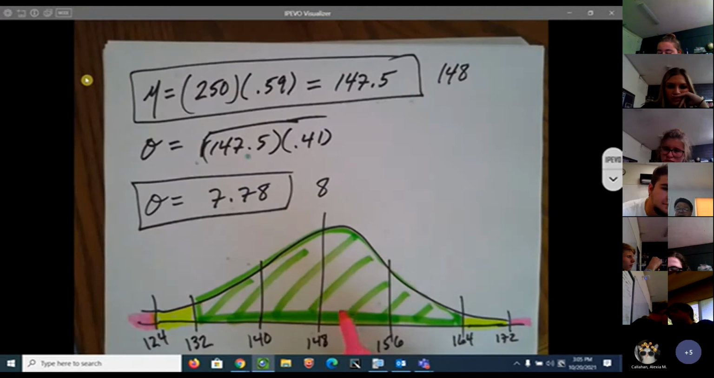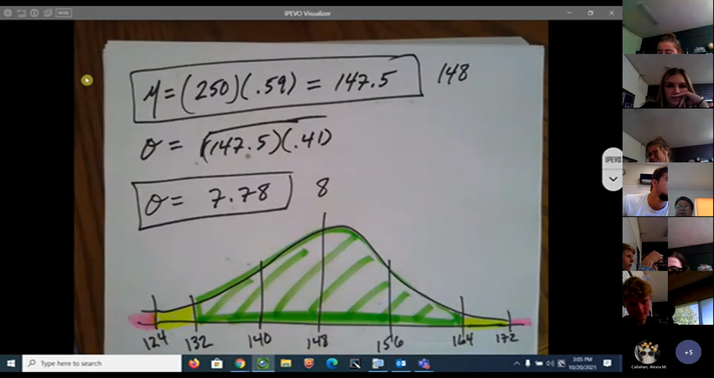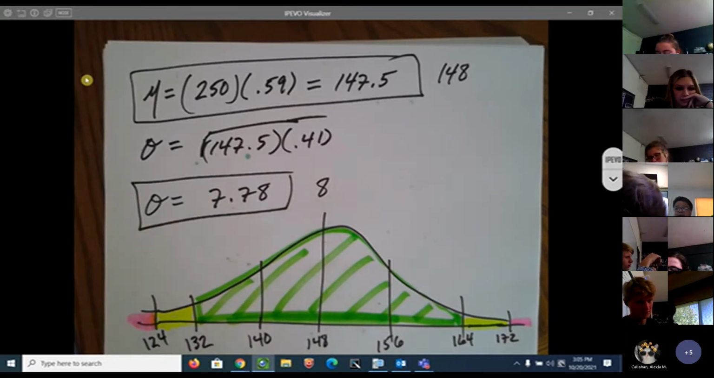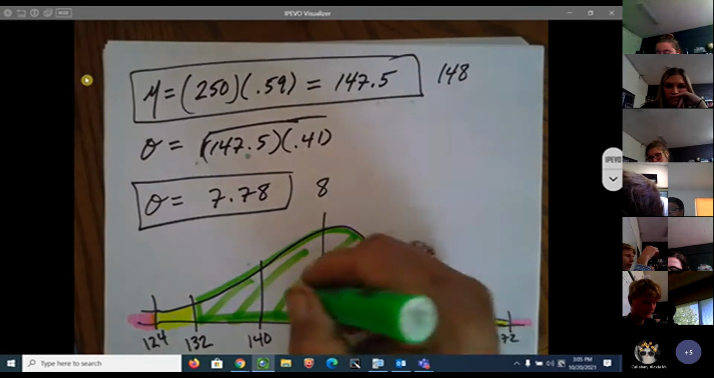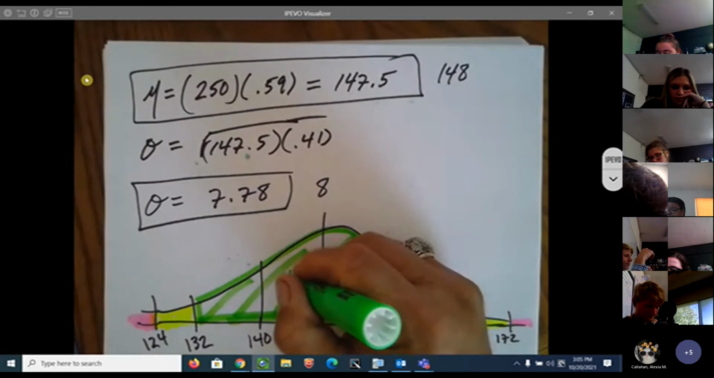Okay, I got a green area, a blue, yellow area, and a pink area. Where does 150 fall? It falls in the green area. It's within 1 standard deviation. And what is the green area called?